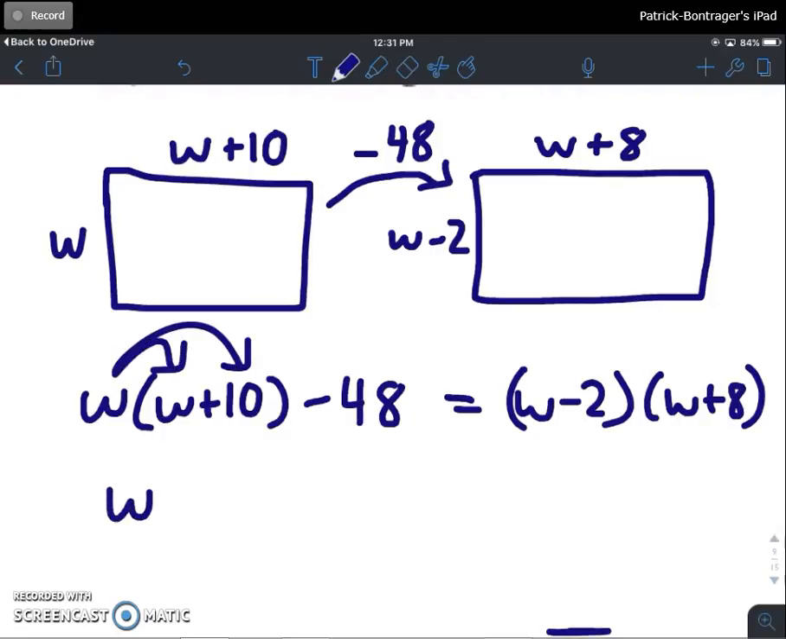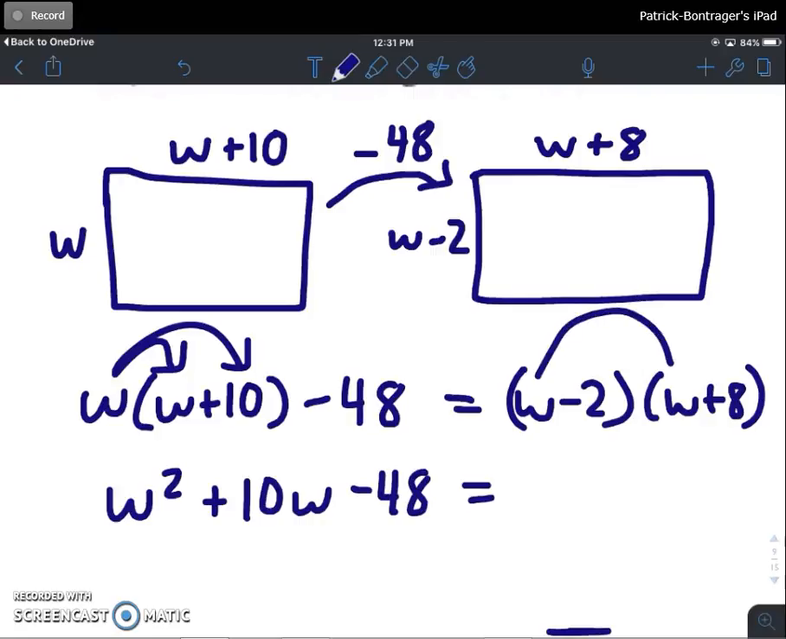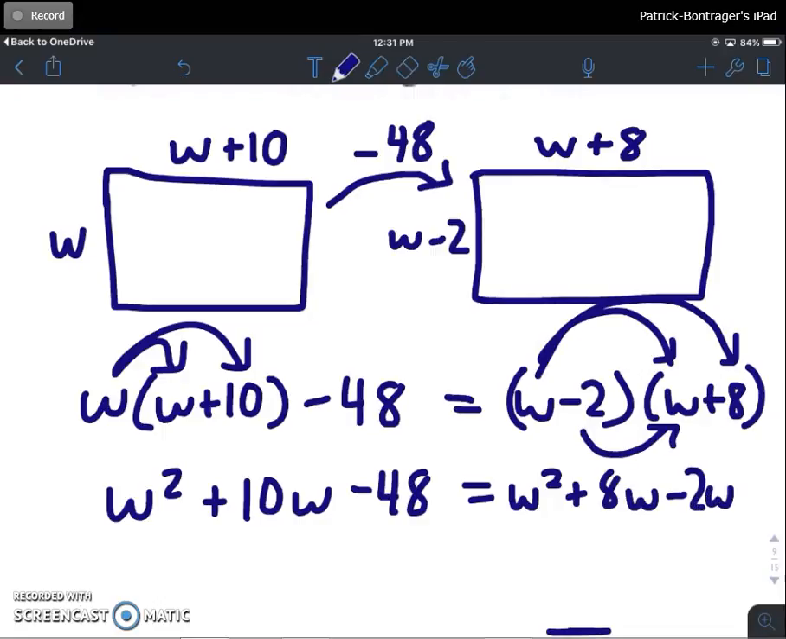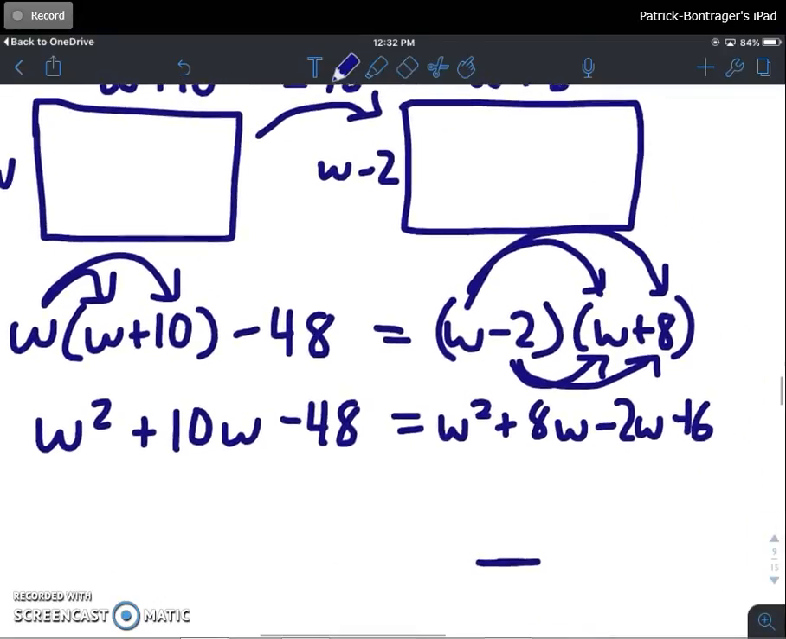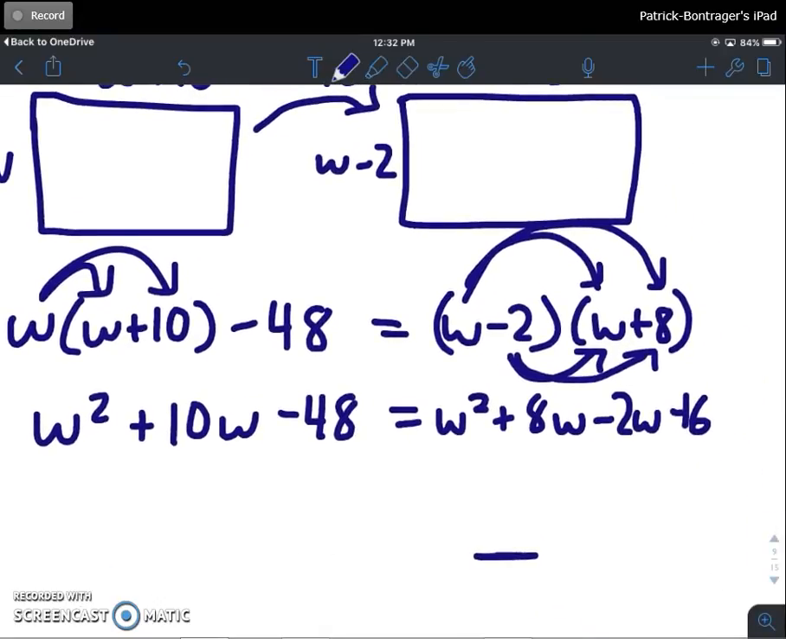W times W is W squared plus 10W minus 48 equals, I'm going to FOIL. I'm going to do W times W, which is W squared, W times 8, which is 8W, negative 2 times W, which is negative 2W. Negative 2 times 8 is negative 16. All right, now I'm going to combine like terms. I do not have any like terms on the left side.